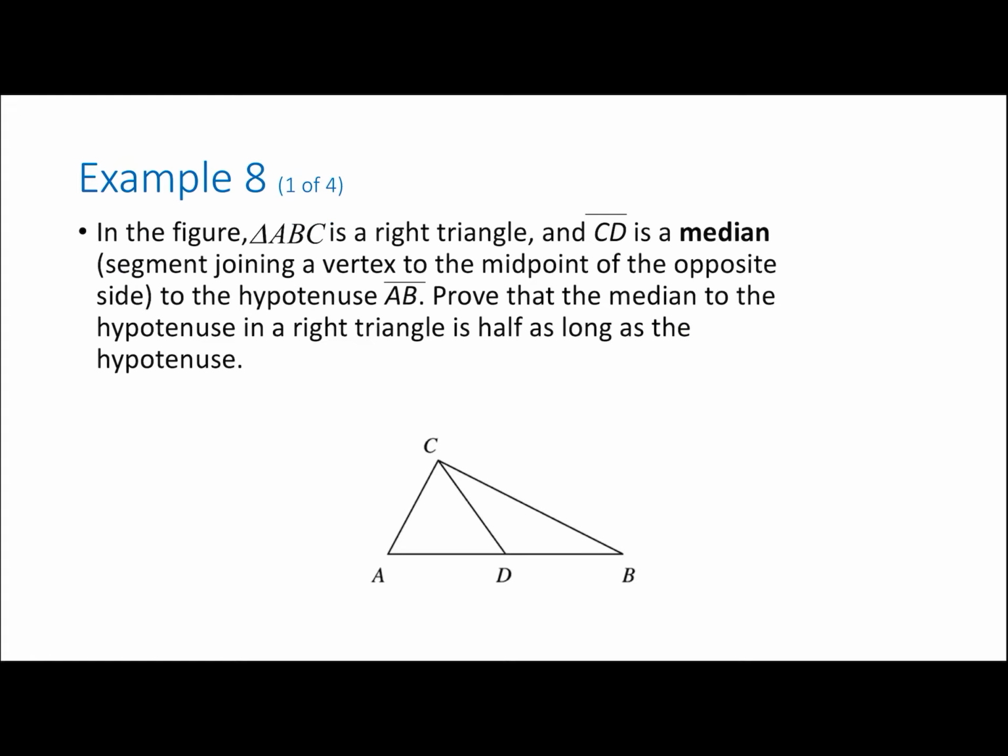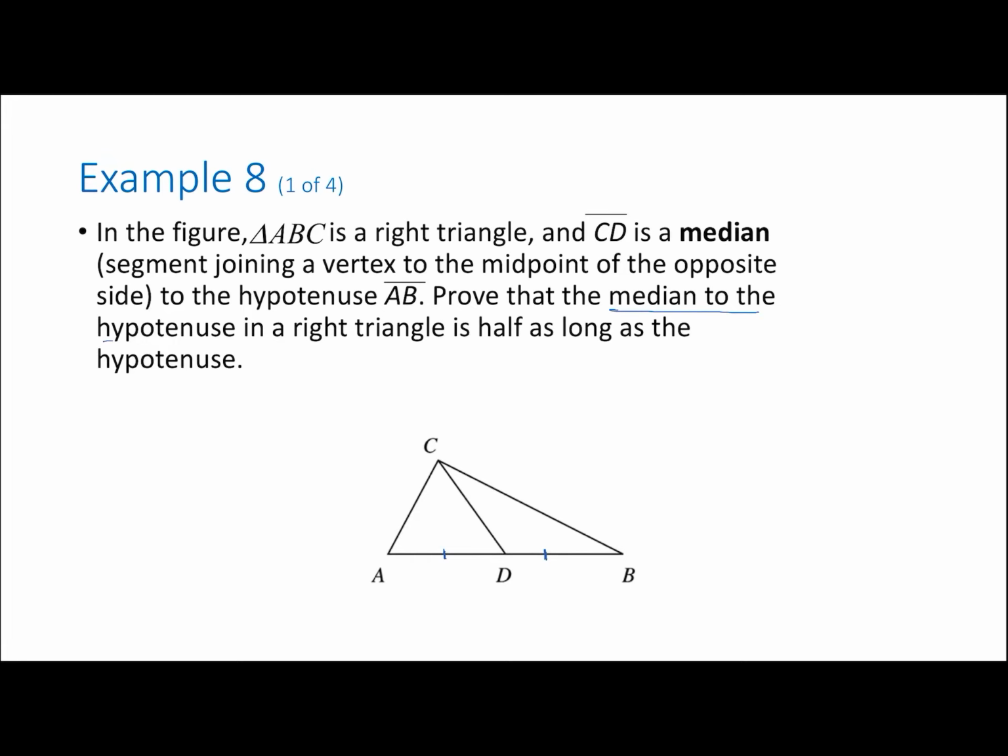All right, so let's look at this one. This is going to be our last proof. This will kind of wrap us up. It says in the figure, triangle ABC is a right triangle, and segment CD is a median. Now, a median is a segment that goes from the vertex of one angle through the midpoint of its opposite side. Meaning that in this case, CD splits this bottom side into two equal parts. Okay, it goes to the midpoint.